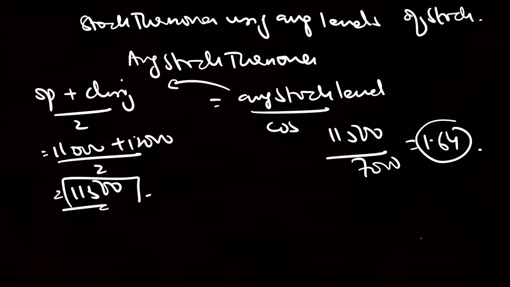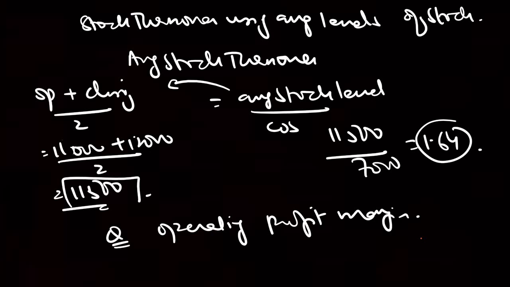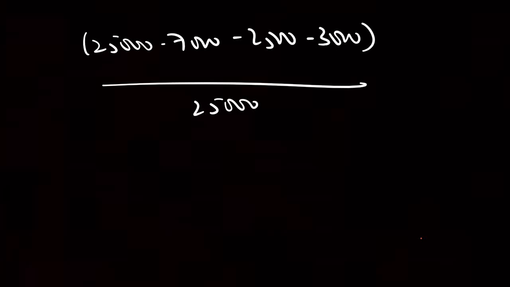Okay, then we are asked for operating profit margin, for example. Whenever we talk about margin, it means that in the denominator we are dealing with revenue. So operating profit divided by revenue. Now how will we be calculating the operating profit? Operating profit would be revenue minus expenses. This is the operating profit divided by revenue itself. So it is 50%.